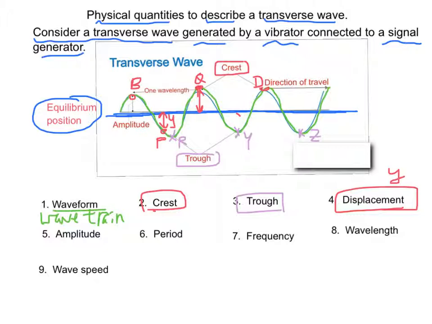Amplitude A is the maximum distance of the particle from the equilibrium position. In this graph, we say this is A, this is A, this is also A. The unit of amplitude is cm or meter. And period T is the time for the vibrator to oscillate once. This is also the time for the particle to make one oscillation. The unit of period T is second, or sometimes millisecond.